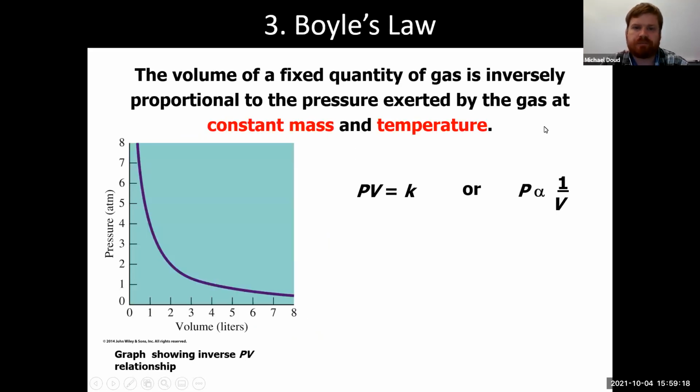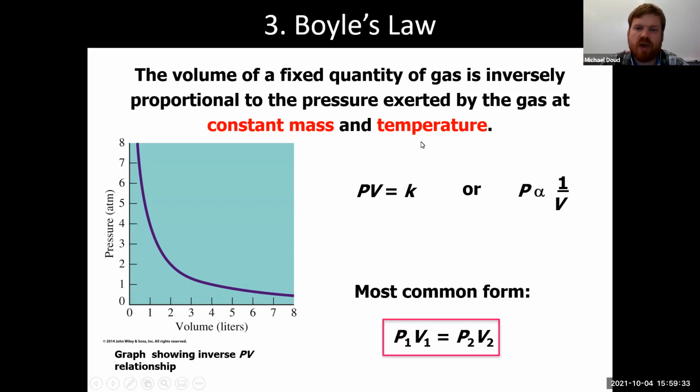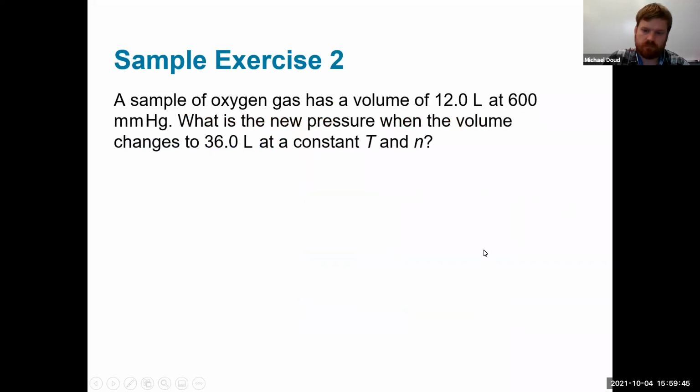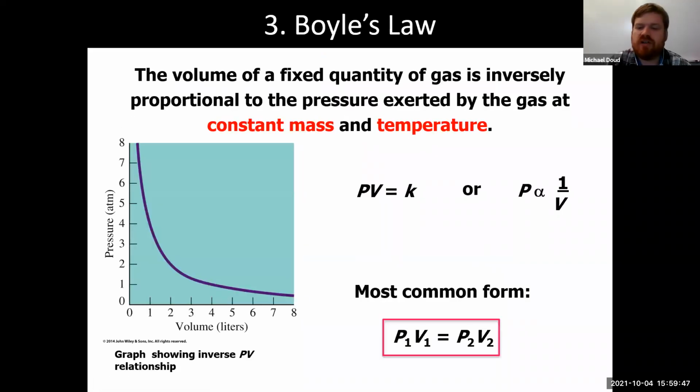Anyways, that brings us to Boyle's law. And, stated succinctly, it says the volume of a fixed quantity of gas is inversely proportional to the pressure exerted by the gas at constant mass and temperature. So keeping the same amount of gas at the same temperature, if you double the pressure, you halve the volume. The way that we most commonly write this is that the initial pressure times the initial volume is equal to the final pressure times the final volume. So that's how you can figure this out. P1 V1 equals P2 V2.